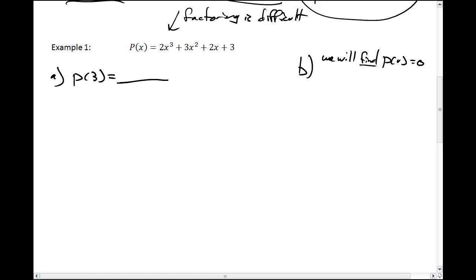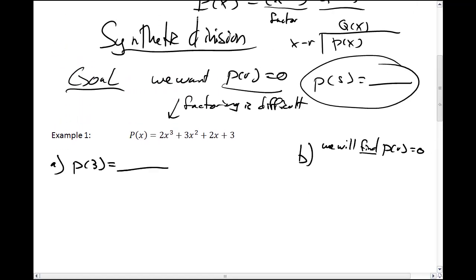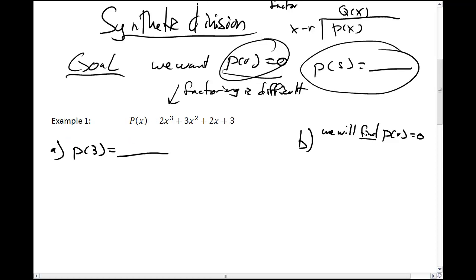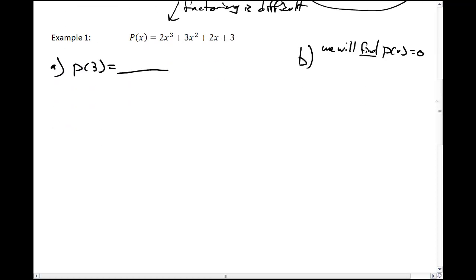Now when I say find, be very careful. I'm kind of lying to you right now. By find, I mean I'm going to give you something, and you're going to convince yourself and me that it's true, that it gives you zero. We're not quite ready to find it yet, even though that is part of our big goal. We want to find these. That's our overall purpose for studying this stuff.